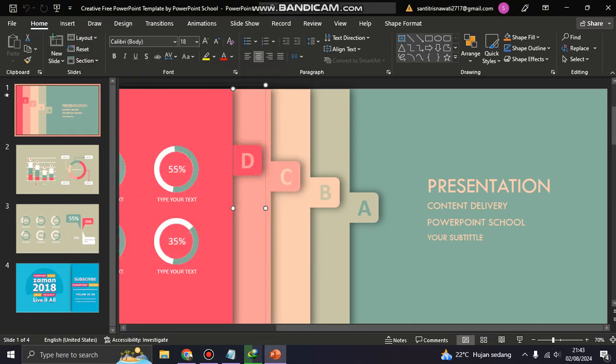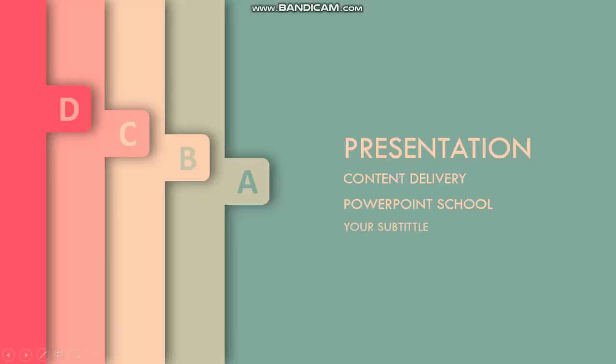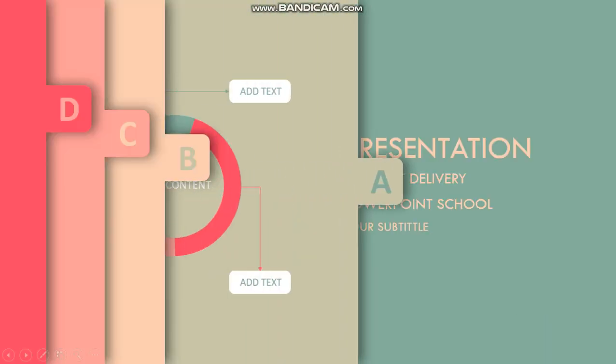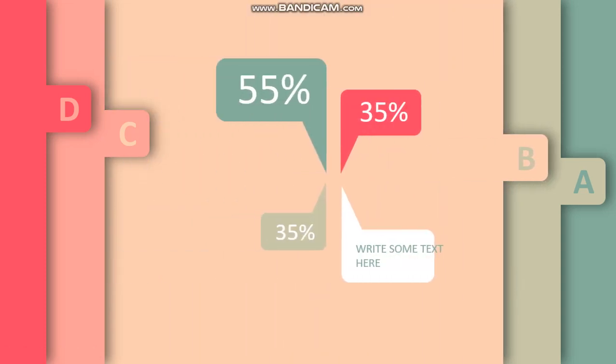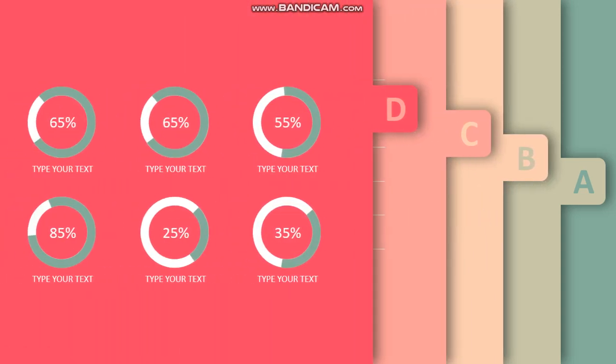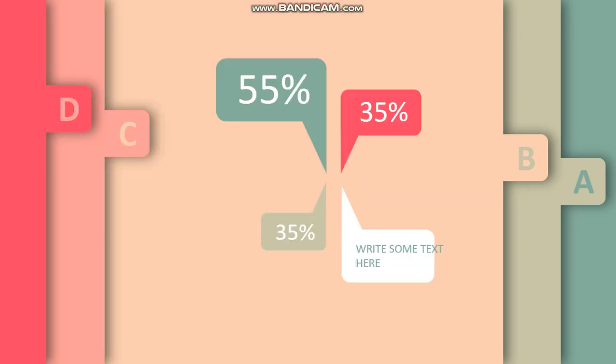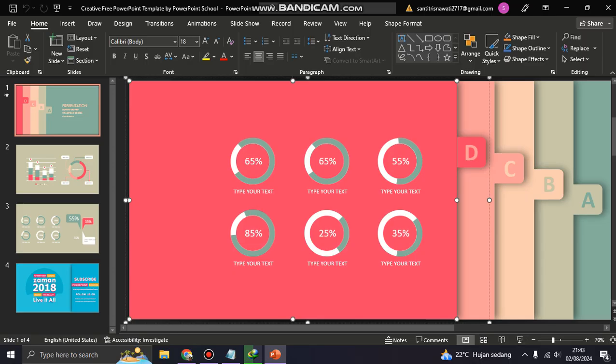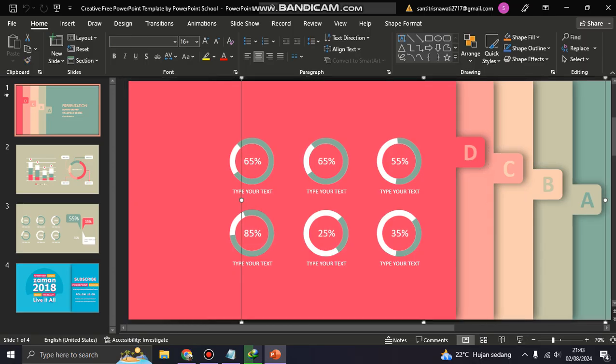Today I'm going to show you how you can animate a slide in PowerPoint like this. For example, this is just one slide, so you can animate this manually. So all you have to do first is create this one.